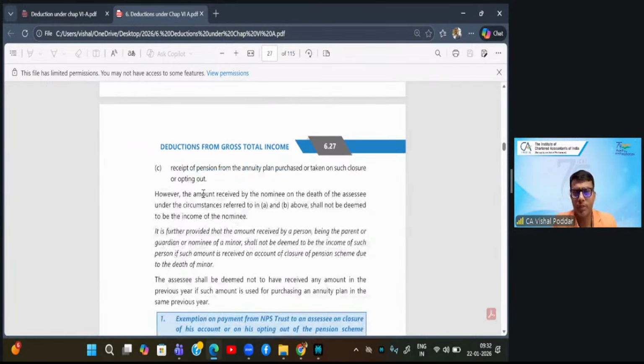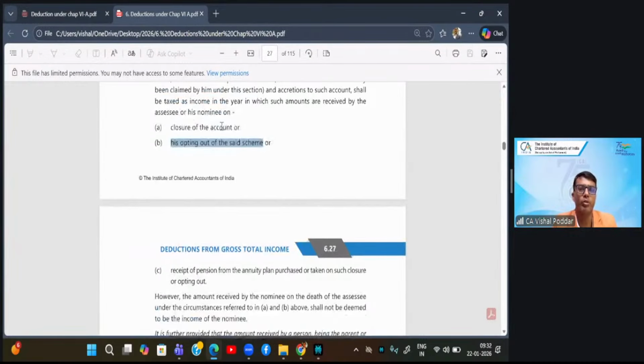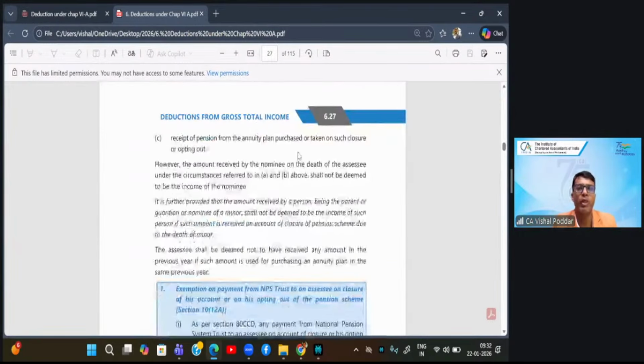What it says: amount received by the nominee on the death of the assessee under circumstances referred to in A and B above, that is on closure of account or opting out of the scheme, shall not be deemed to be the income of the nominee. So first exemption is if this amount is withdrawn because of death of the person in whose name the policy was taken, it will be exempt. First exemption.